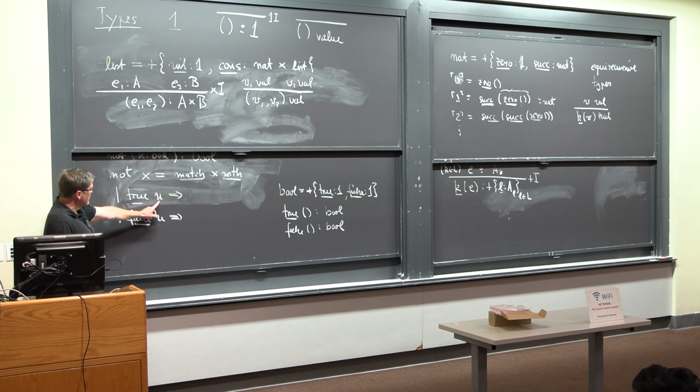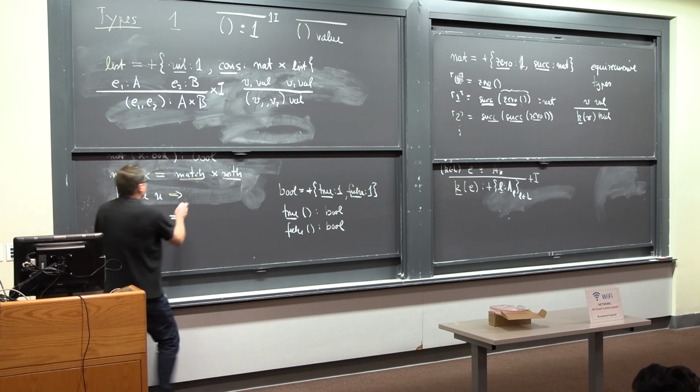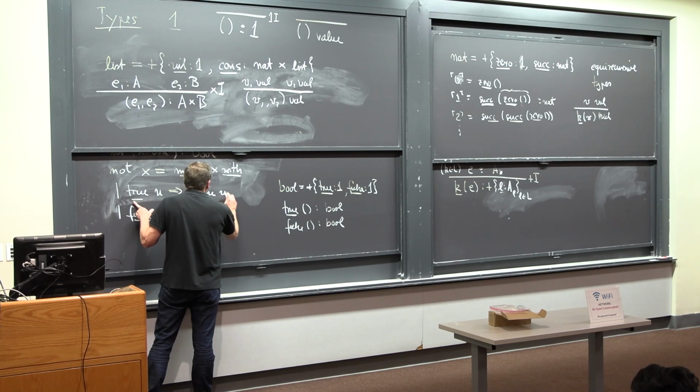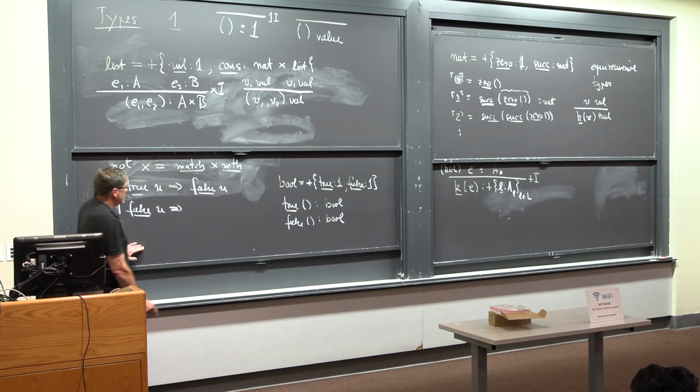So what happens here now? We want to construct the value false. How do we do that? False of u, which is a tag. Okay, and over here?